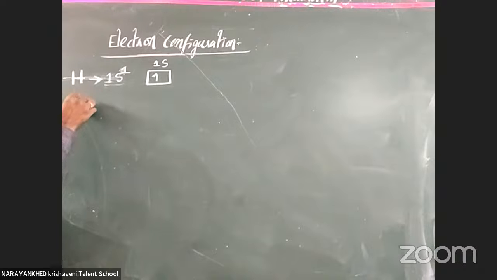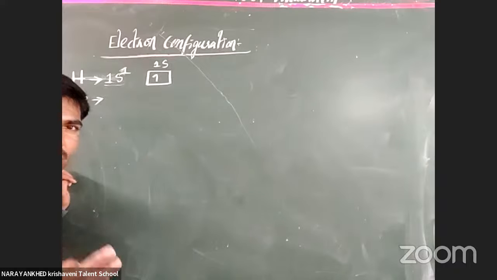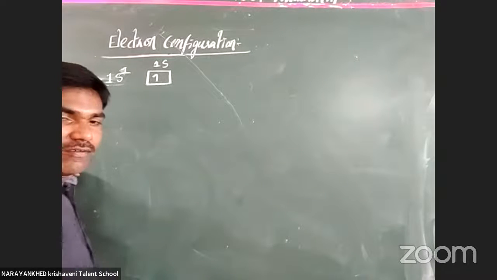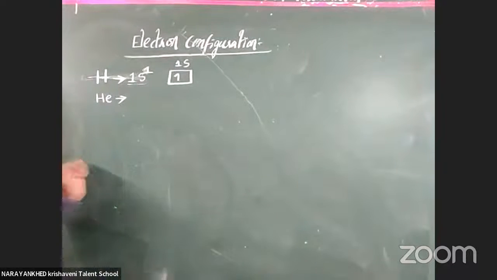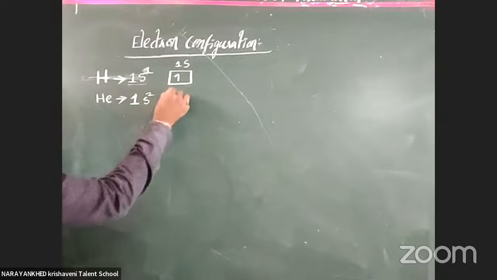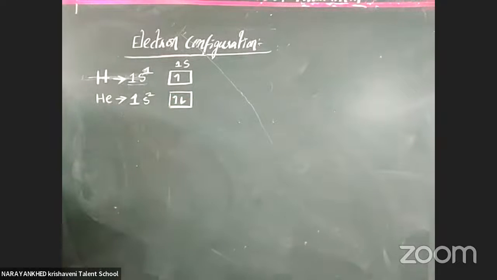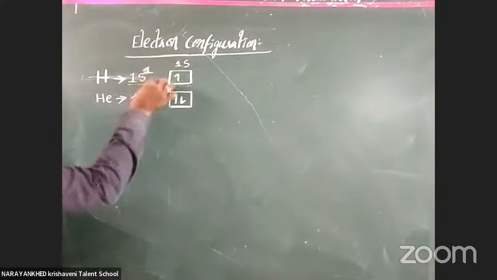Next, after hydrogen, we have helium. Helium's atomic number is 2, so there are 2 electrons. That's why we write it as 1s2. This is also an electronic configuration, an orbital-level representation. Okay, now yes.